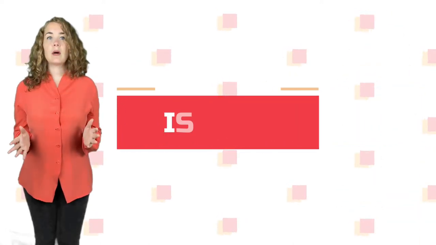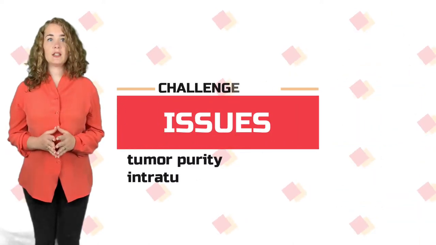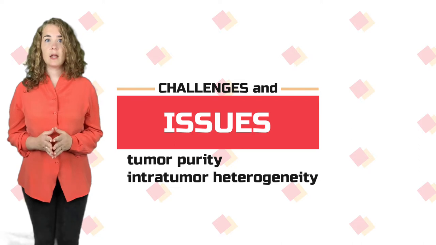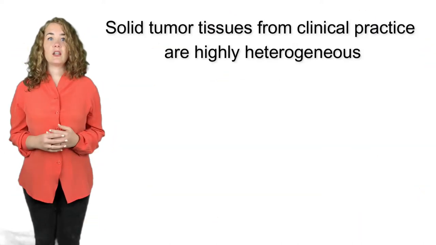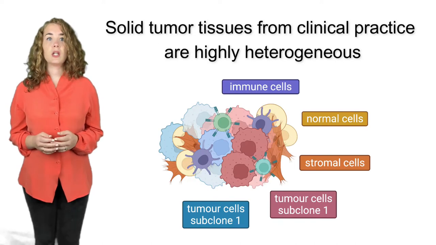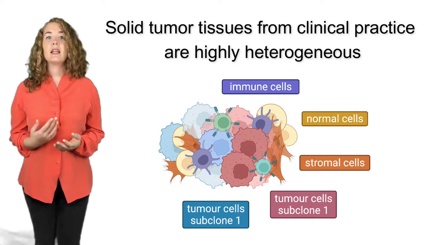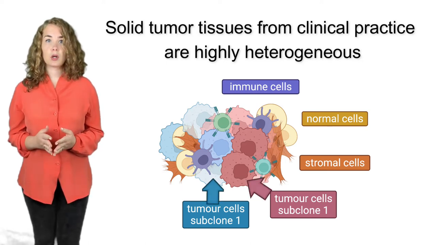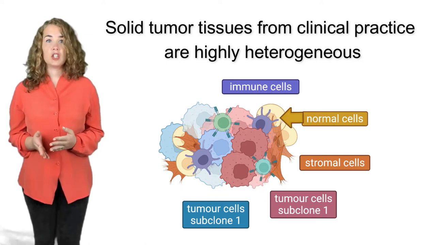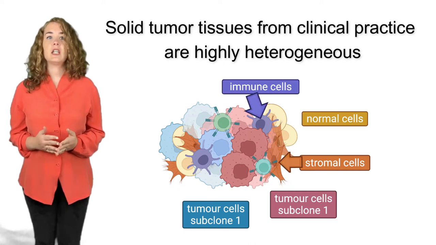Let's now talk about some potential issues related to tumor sample analysis: tumor purity and intratumor heterogeneity. In general, solid tumor tissues obtained from clinical practice are highly heterogeneous. They can be a mixture of cancer subclones, surrounding normal tissues, stromal and infiltrating immune cells.